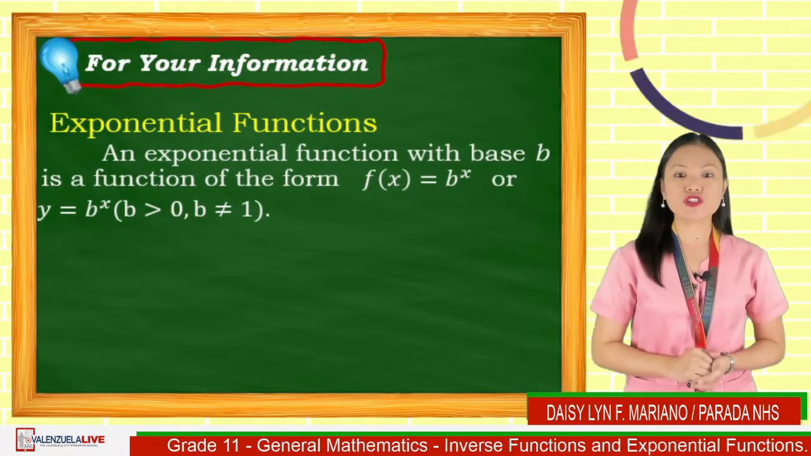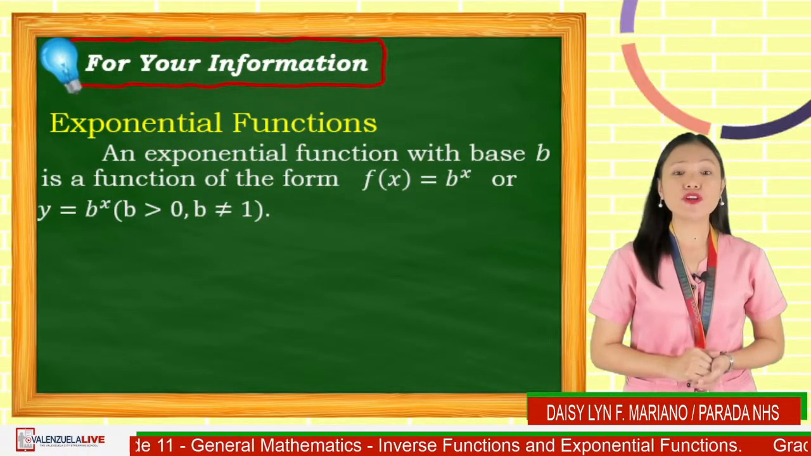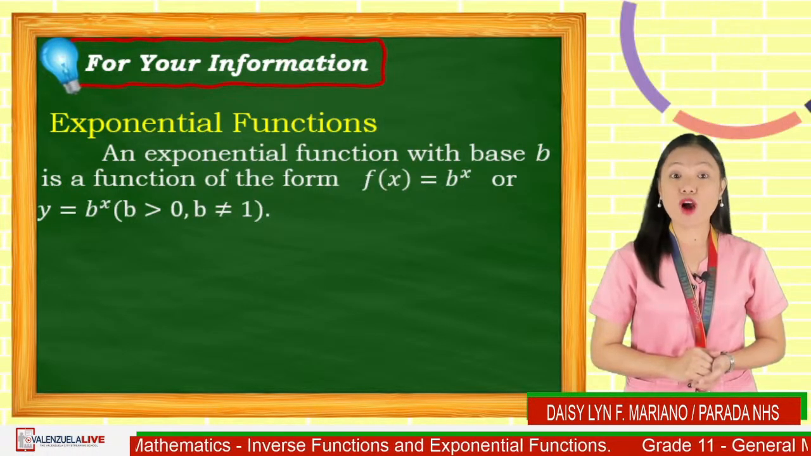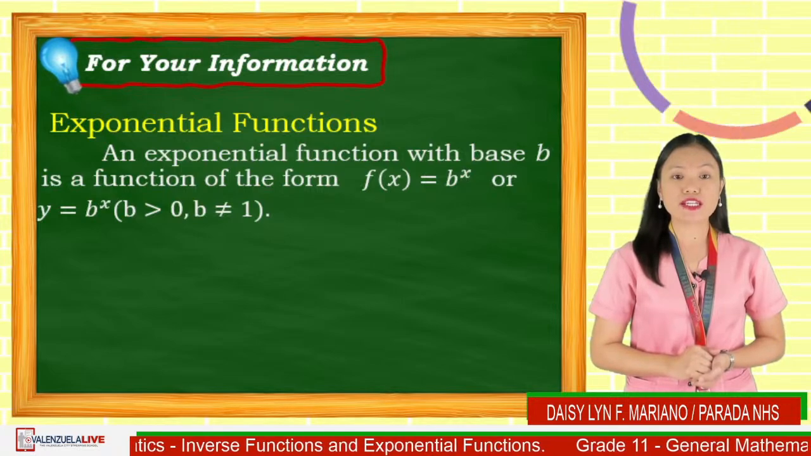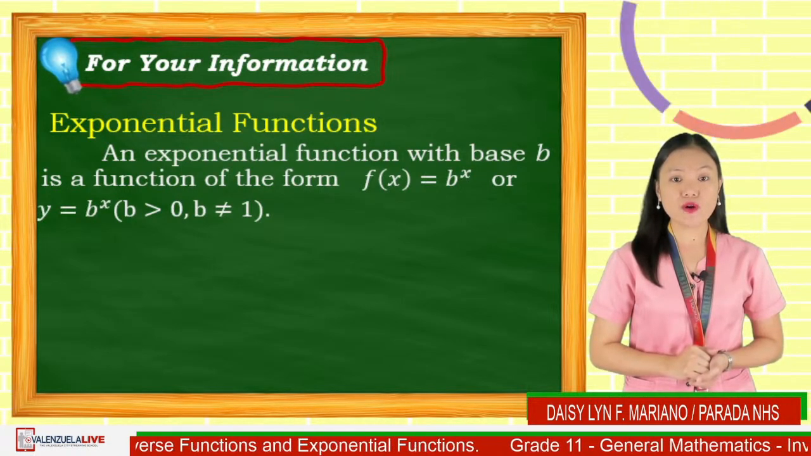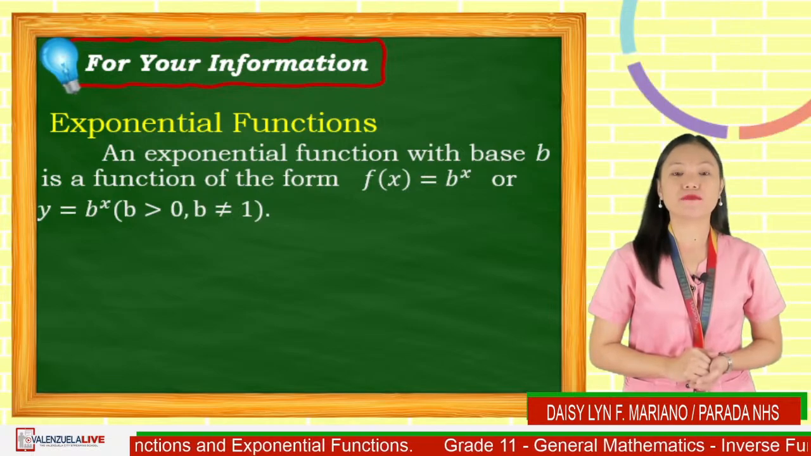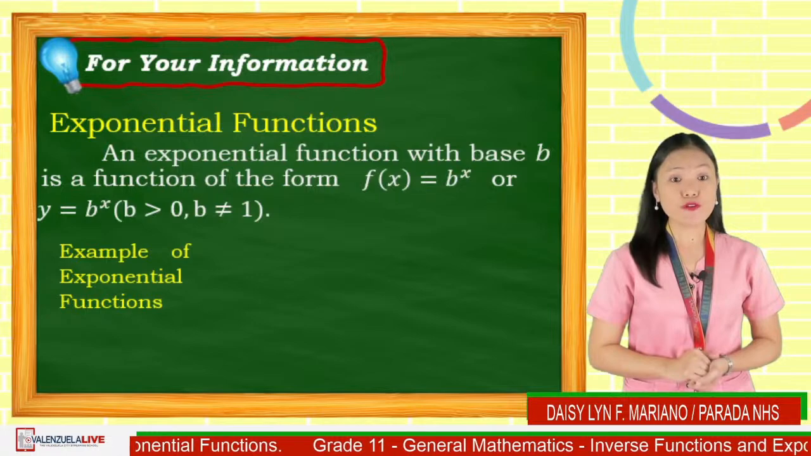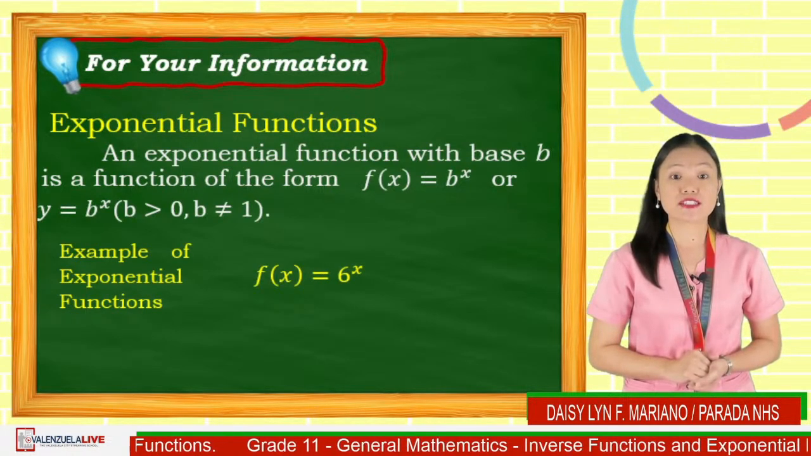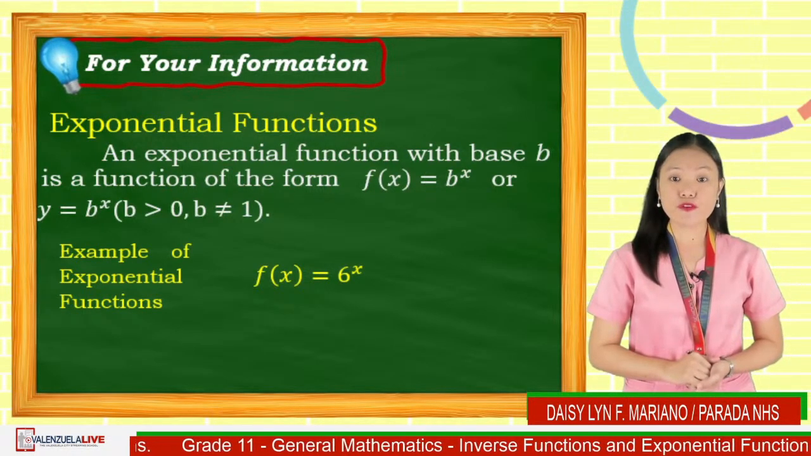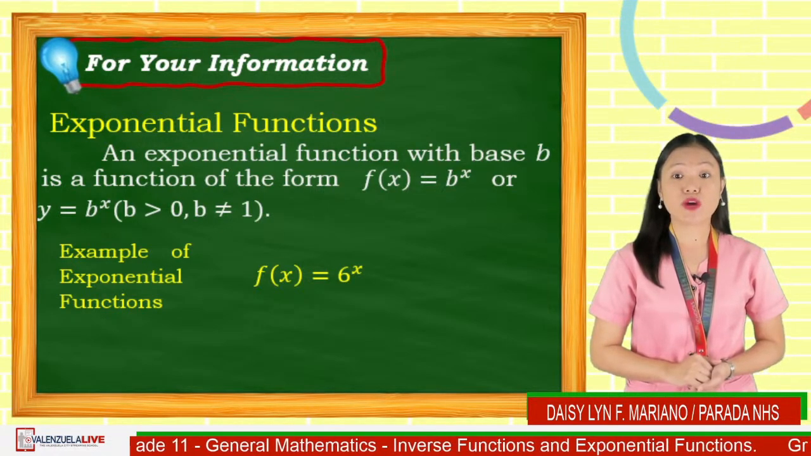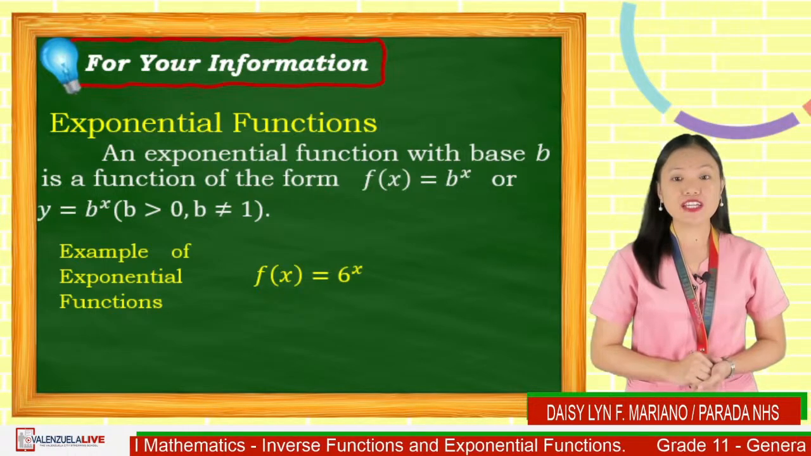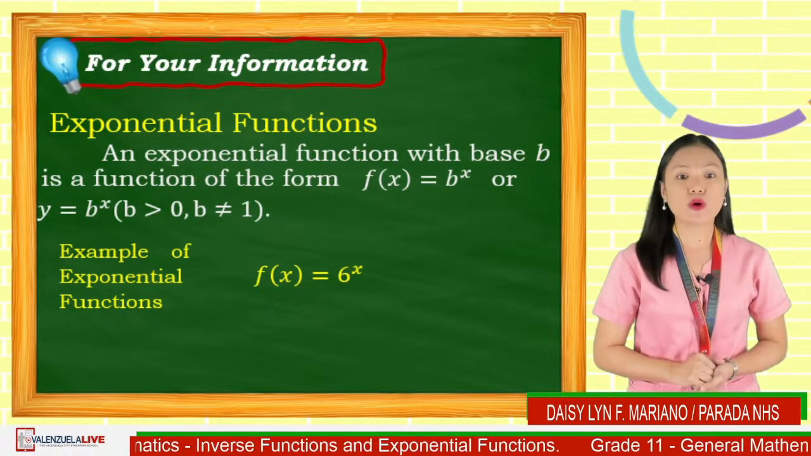An exponential function with base b is a function of the form f of x is equal to b raised to x, or y is equal to b raised to x, where b is greater than 0 and b is not equal to 1. First example of exponential functions is f of x is equal to 6 raised to x. It is in the form f of x is equal to b raised to x, where 6 is the value of b, and it is greater than 0 and not equal to 1.